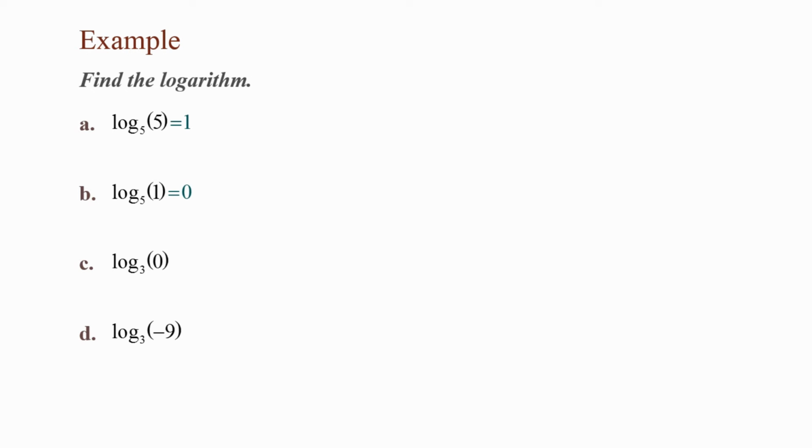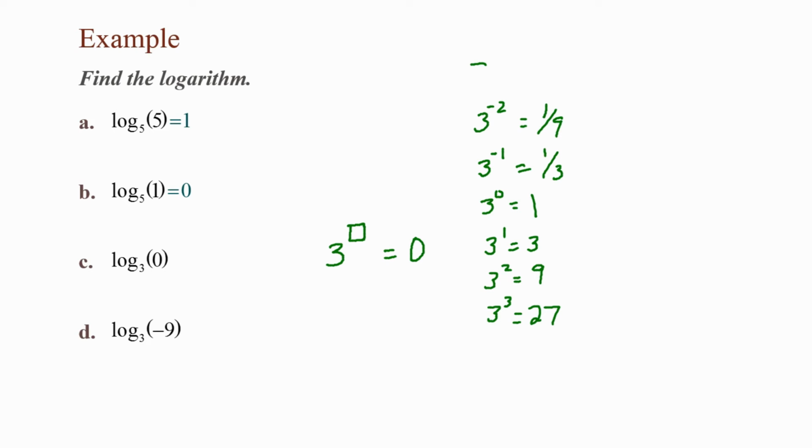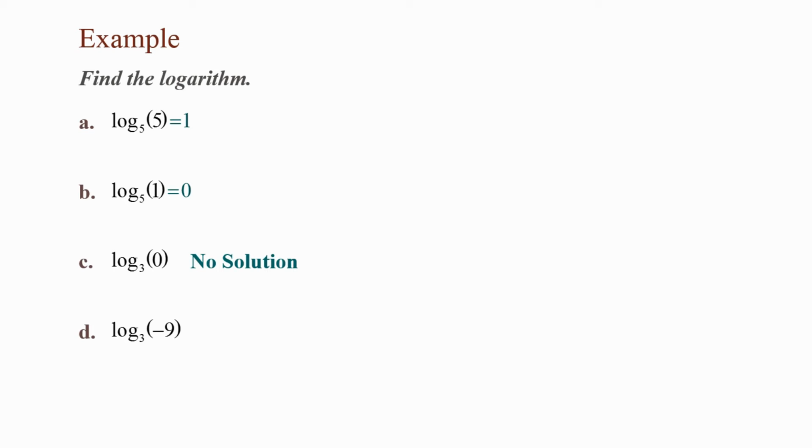C, log base 3 of 0. We want to know 3 to what power is going to give us 0. Well, we know that 3 to the first is 3, 3 to the second is 9, 3 to the third is 27, so that's getting further from 0. 3 to the 0 is 1, 3 to the negative 1 is 1/3, 3 to the negative 2 is 1/9, 3 to the negative 3 is 1/27. So as you can see, our fractions are getting smaller, but we're not going to get to 0. Therefore, this has no solution.